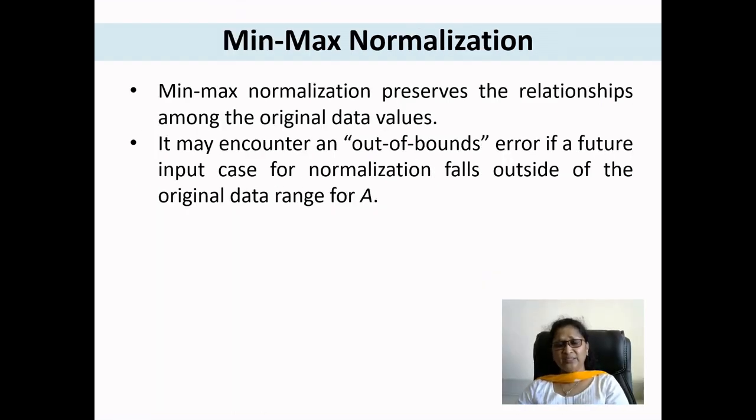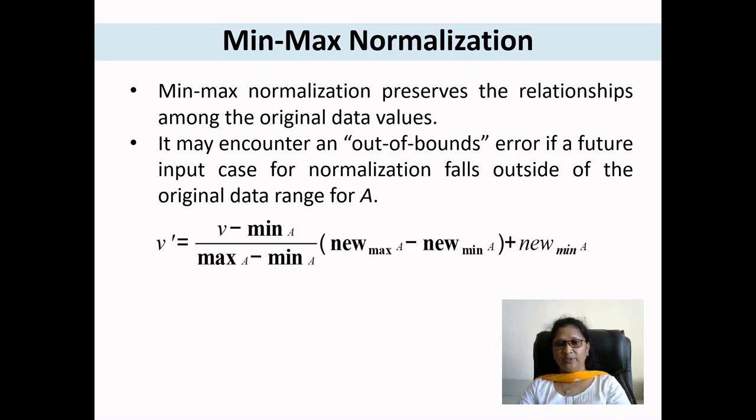Min-max normalization, do remember that it is not going to change the relationship between the original data values. It will preserve the relationships. It may encounter an out of bound error if a future input case for normalization falls outside the range which we planned or which was existing. So this is our formula. V dash is equal to V minus min A divided by max A minus min A, into the new range computed using new max minus new minimum, plus new minimum.